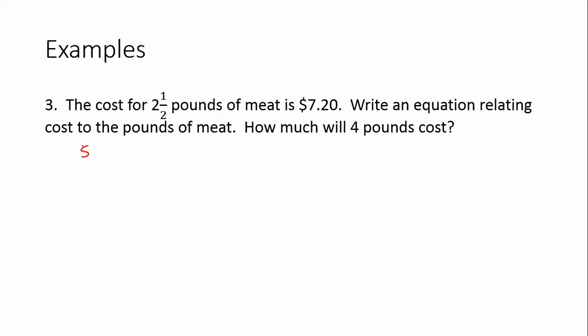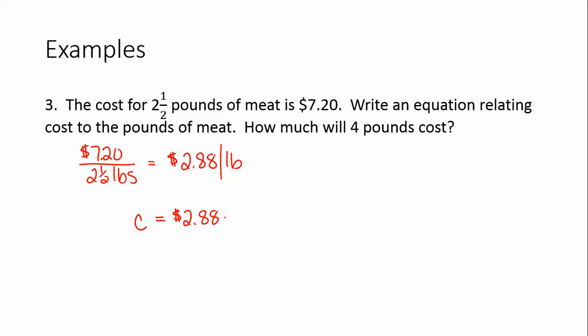So we're going to take our cost and we're going to divide it by 2.5 pounds. And that's going to give us the unit rate. So 7.20 divided by 2.5 is $2.88 per pound. Now it asks us to write an equation that relates the cost to the pounds of meat. So in order to write the equation, what we're going to say is that the cost is equal to $2.88 times the pounds.